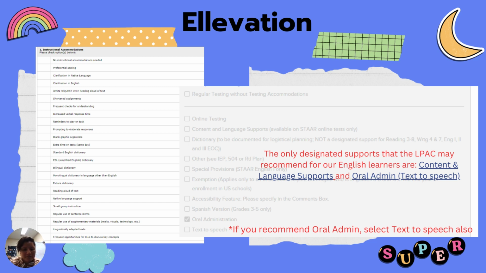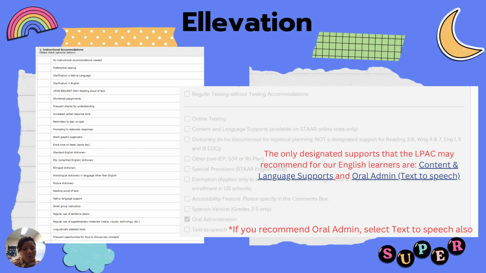And then finally, once I push out the testing accommodation form, the teacher recommendation form for STAAR, this is what it looks like. It's grayed out because this one has already been completed. But here's the thing: the only two designated supports that the LPAC can recommend for language for our English learners are content and language supports and oral admin, which includes text to speech. So those are going to be the only ones that you will be able to select on this form right here where my mouse is.